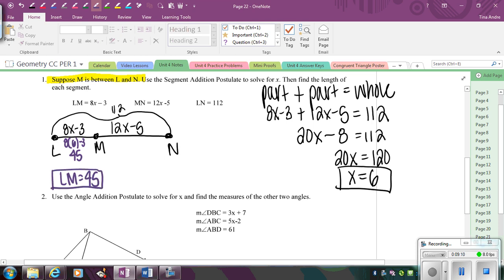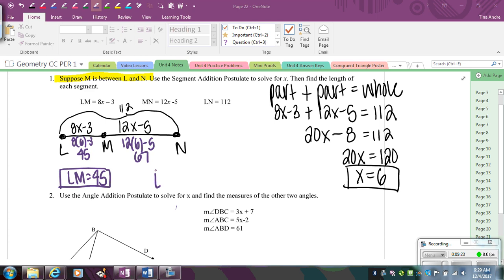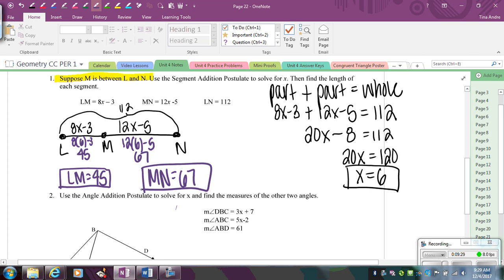And then I'm going to plug into the other piece here. So 12 times 6 minus 5. That gives me 67. So that means MN equals 67. And what I should do is verify that those actually add to 112, which is what they're supposed to. So if I check that, 67 plus 45 does give me 112. So that means I'm all set.